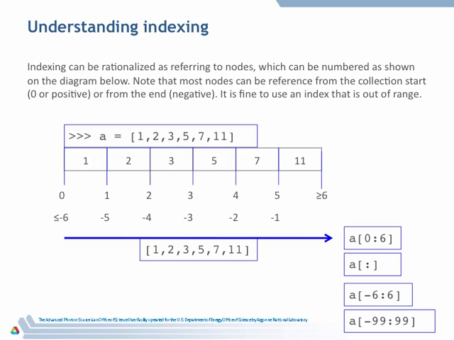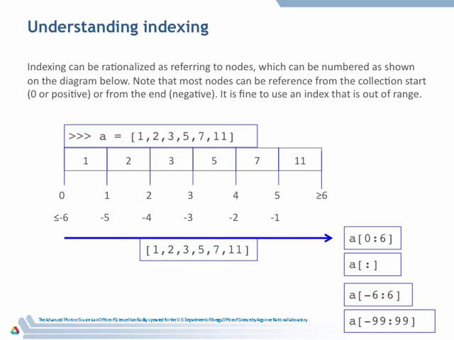So therefore, if I want the whole list, I can say 0 to 6. I can leave those numbers out. Just putting a colon is exactly the same thing. I can say -6 to 6. That gives me the same thing. And I can say -99 to 99 if I want to. And all of those will give me back my entire list.